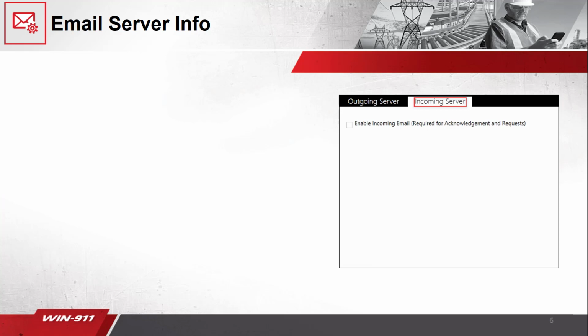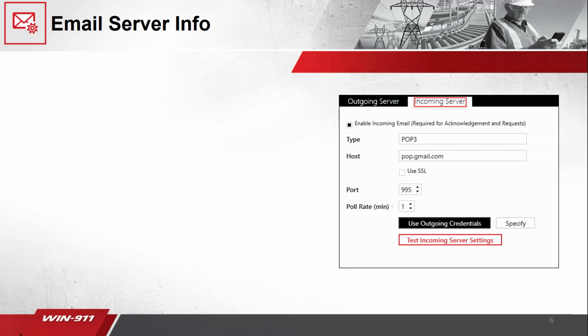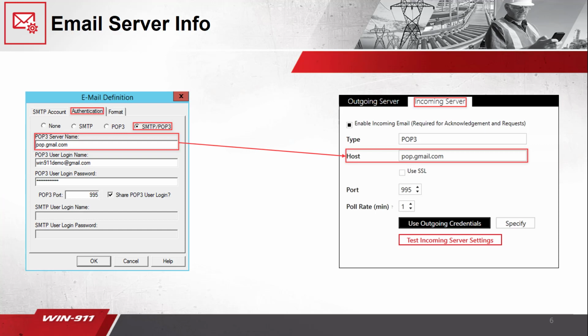So if you want to turn it on, you have to check the box. But when you check it, if you had that information typed into version 7, we are going to bring it over. So if you have it there, great. If you don't, then you'll just need to manually type it into the new Win911.